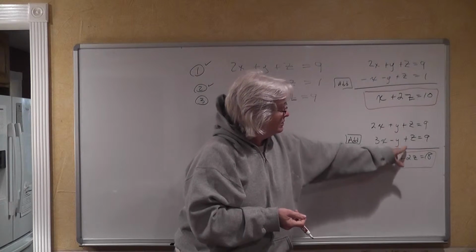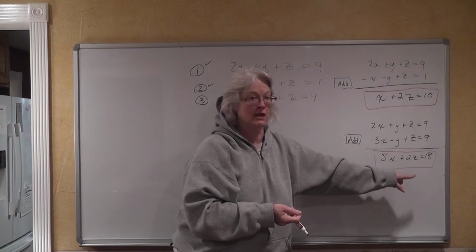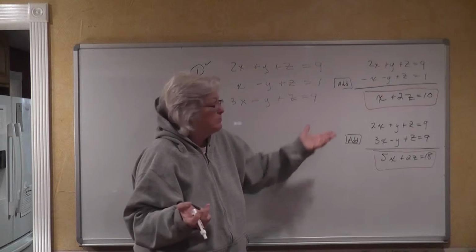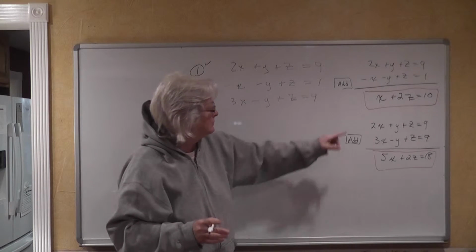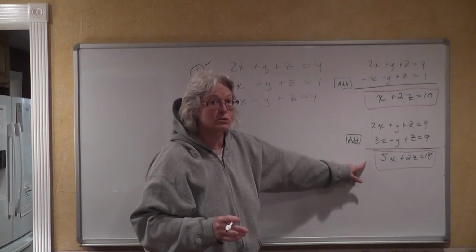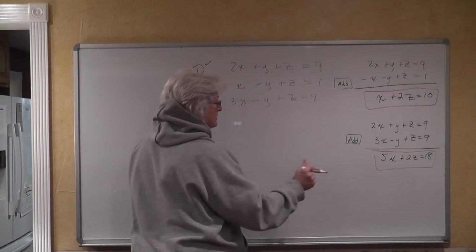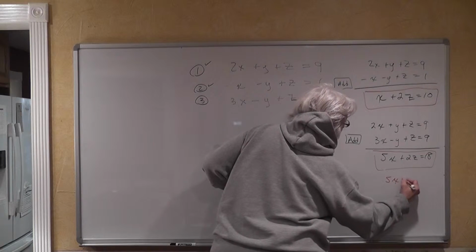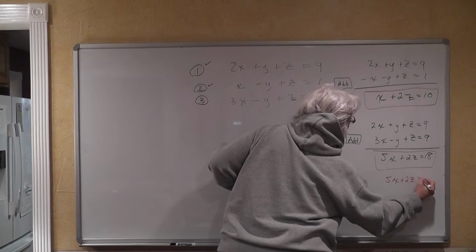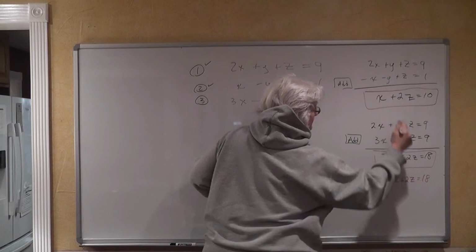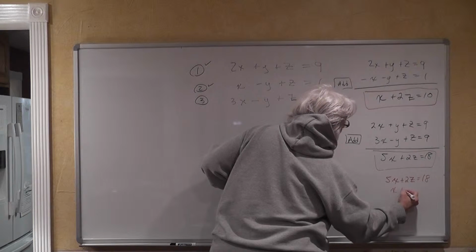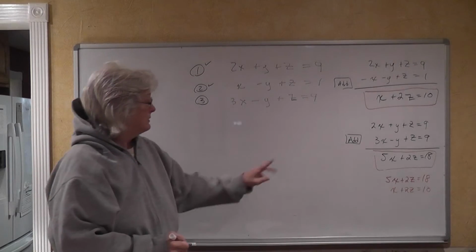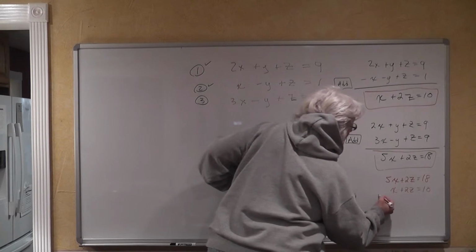So what I have here, I've got the same coefficient in front of the z. I'm going to subtract the two equations. You could multiply by a negative, you could add the opposite, but I'm going to choose to subtract these two equations. So what I'm going to do, let me just rewrite it. I'm going to have 5x plus 2z equals 18, x plus 2z is equal to 10. All right, now I'm going to subtract.